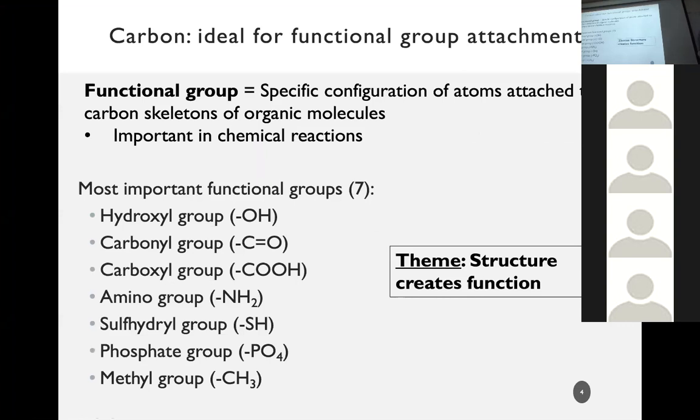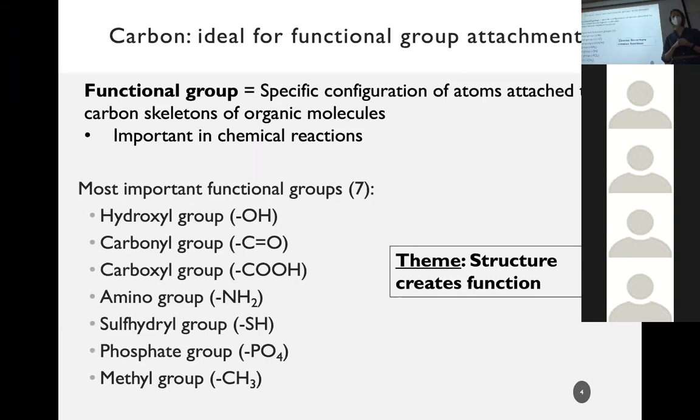So we looked at this slide already. These are the 7 functional groups that you want to be familiar with. And remember, a functional group is just a group of atoms that you see grouped together a lot, stuck to a molecule, stuck to a biological molecule. So these are common combinations of atoms that you'll see put together.